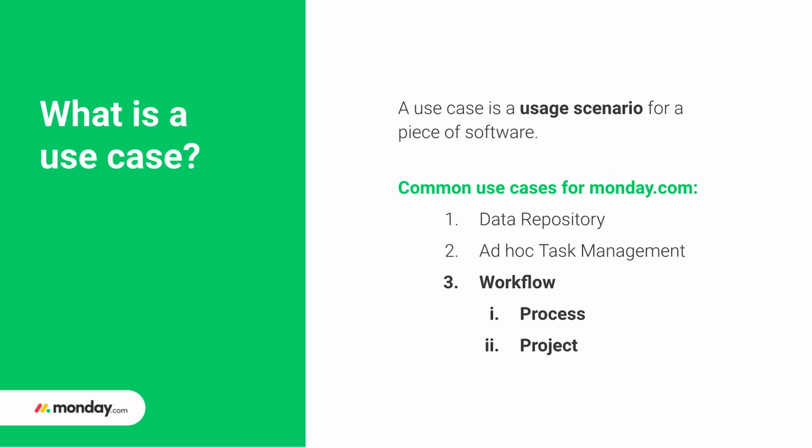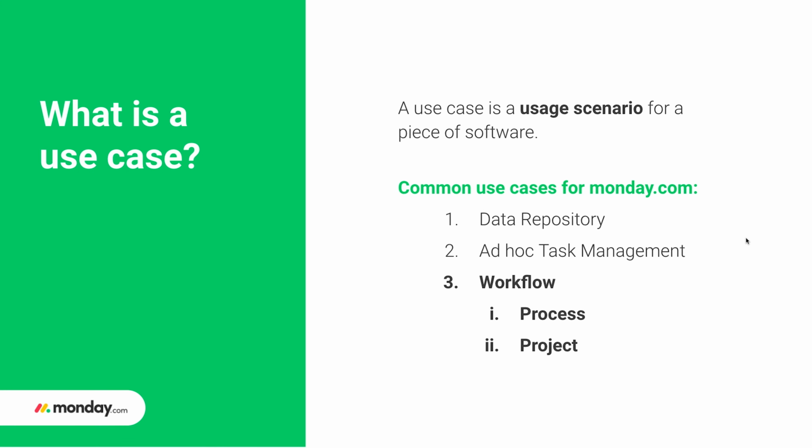So within workflows, which we categorize as a use case for monday.com, we're going to talk about two separate types. So a process workflow and a project workflow. And I'm going to go into detail on what that means. You're probably asking yourself, okay, what's the difference between a process and a project? And we're going to go into each of these in a moment, but just keep in mind that that's going to be the focus for today.